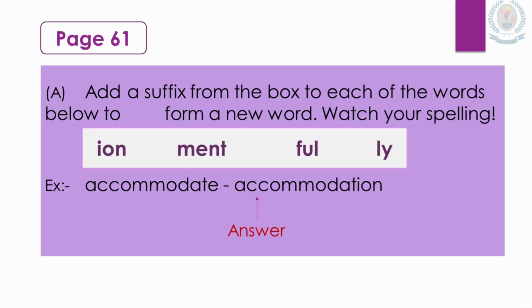Now turn to page number 61. Part A. Add a suffix from the box to each of the words below to form a new word. Watch your spelling. The suffixes in the box are ION, MENT, FUL, LY. Here you are given 12 words and there are 4 suffixes in the given box. So you need to add the relevant suffix to the word correctly.